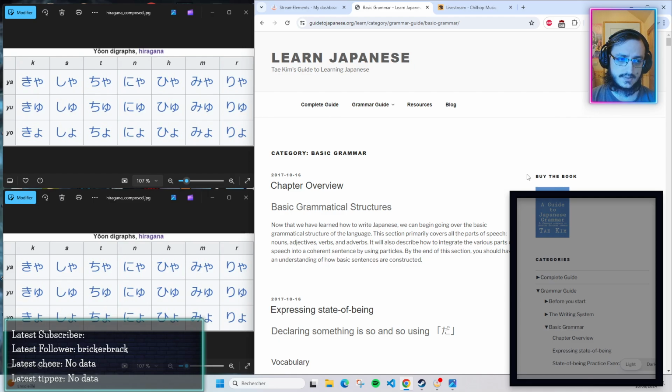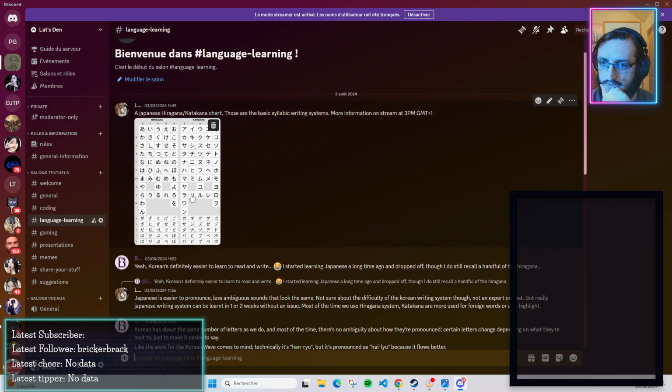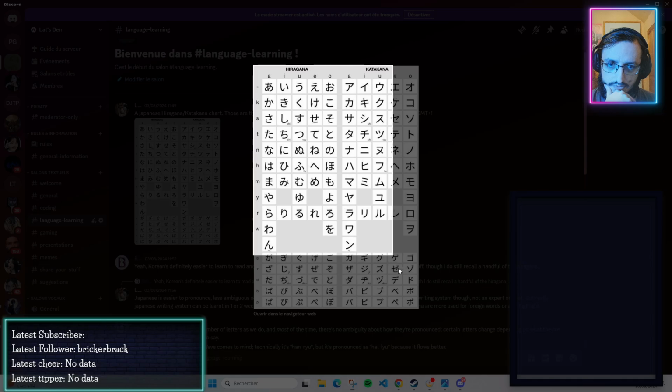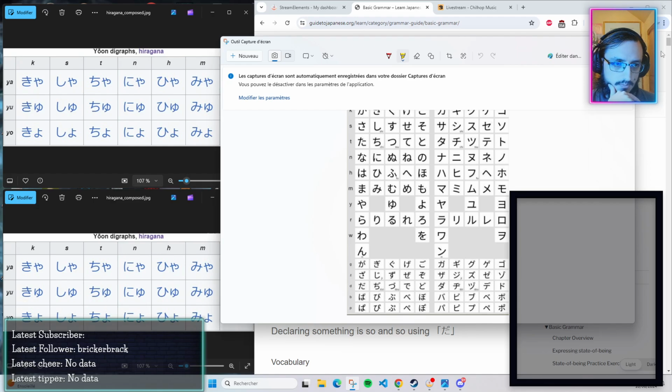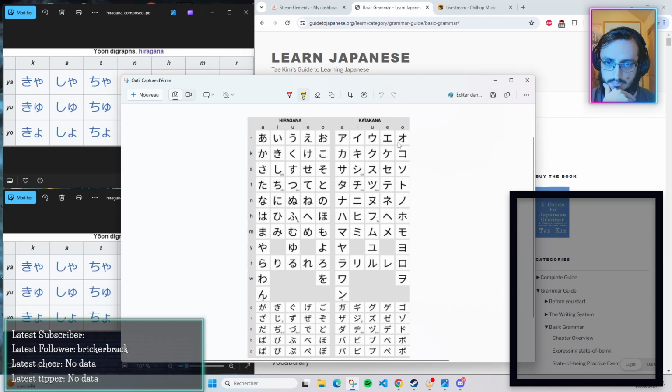So basically that's just using the ones you already know, which you can find on my Discord here. Yeah, so these ones, which I'm going to put on the screen. Now you will be able to see them better.